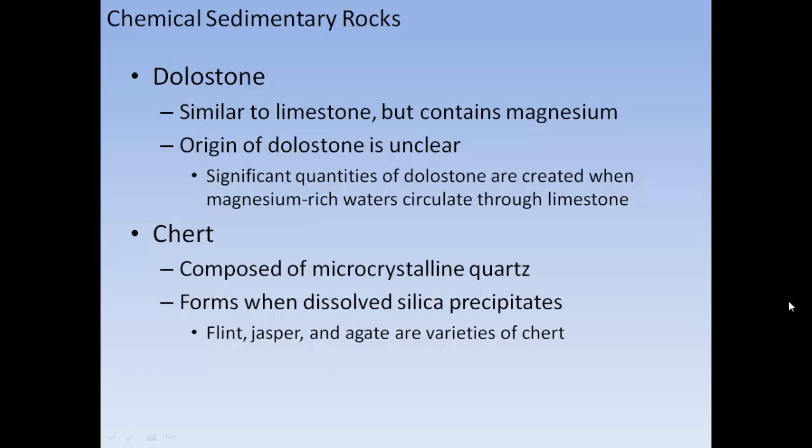Dolostone is similar to limestone but contains magnesium. The origin of dolostone is still unclear. Significant quantities of dolostone are created when magnesium-rich waters circulate through limestone.